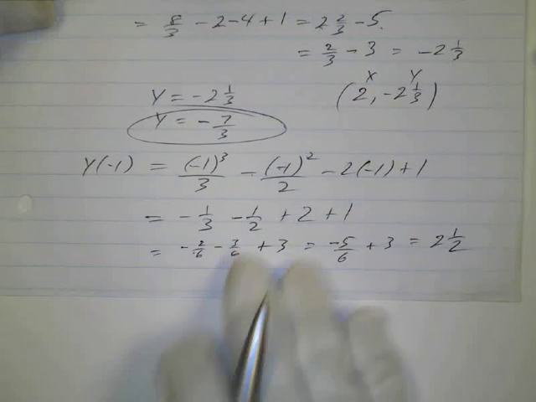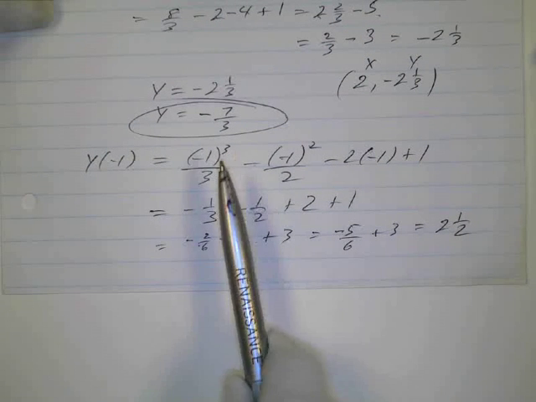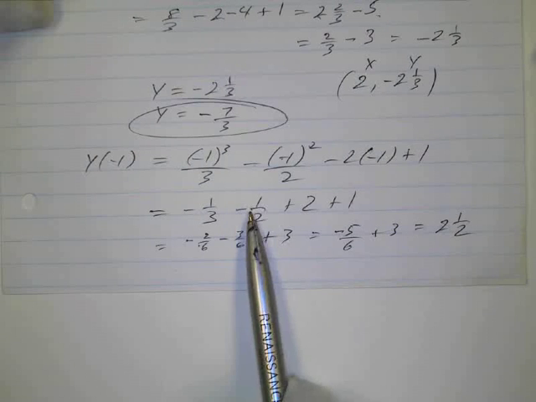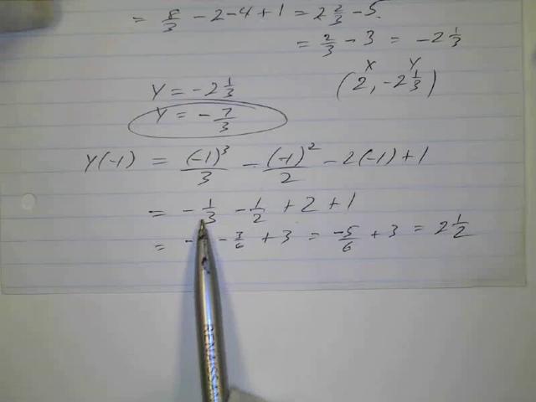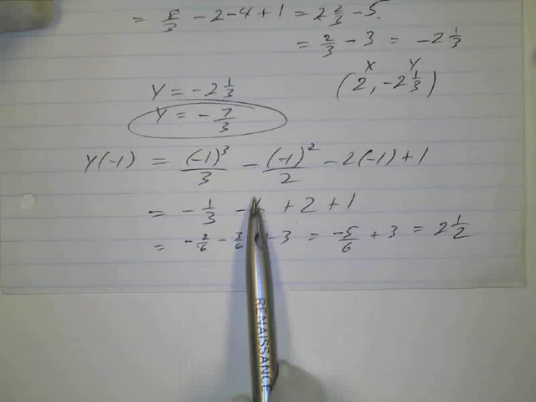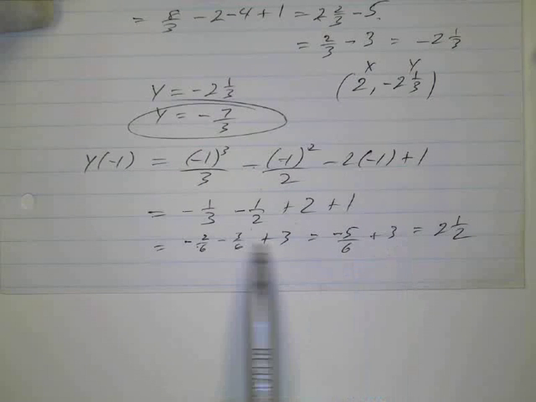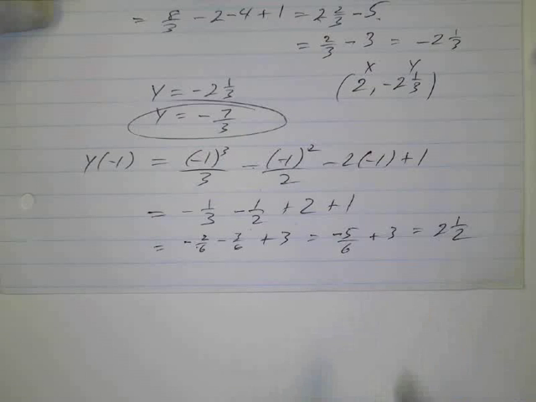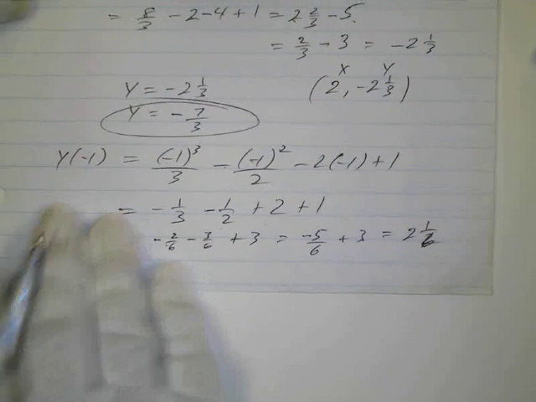Oh, geez, I'm sorry you missed all this stuff. So here's my arithmetic. Sorry about this. Again, I put this in, and I got negative 1/3, negative 1/2 plus 2 plus 1. I made this 2/6 and 3/6, so that's negative 5/6 plus 3. So 3 minus 5/6 is 2 1/6. I hope your fractions are good. They better be good. Okay.